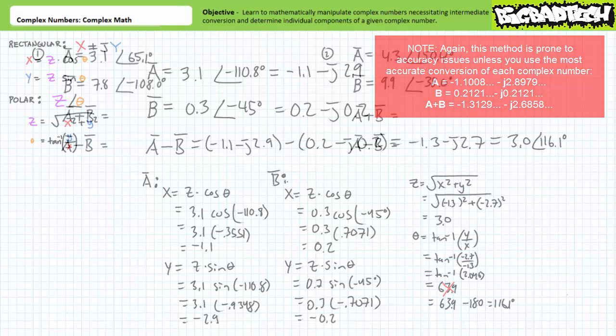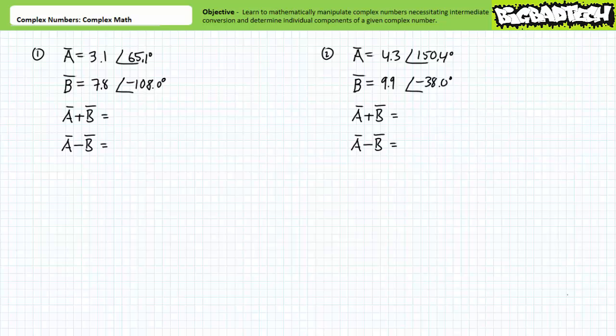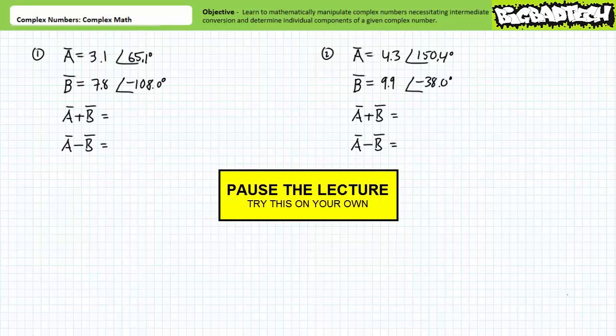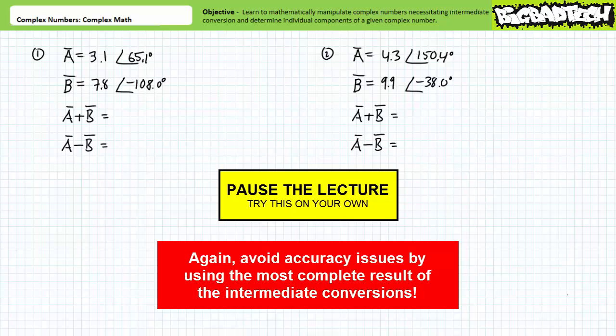Let's put your understanding of adding and subtracting complex numbers using polar format to the test with these example problems. By all means, pause the lecture and try this on your own. Given these arguments expressed in polar format, perform the necessary conversions and operations, expressing your final answer in polar format. If you're tracking, you should have obtained the following results.